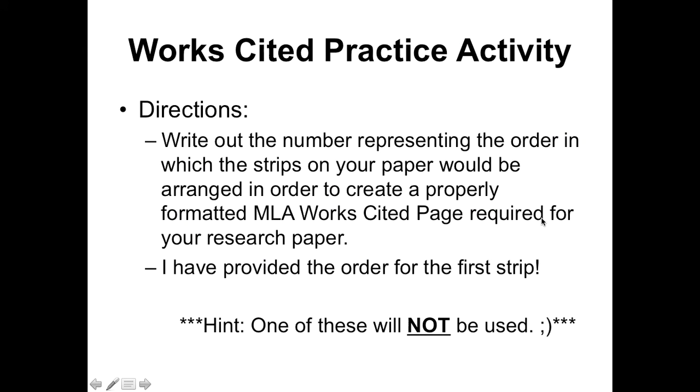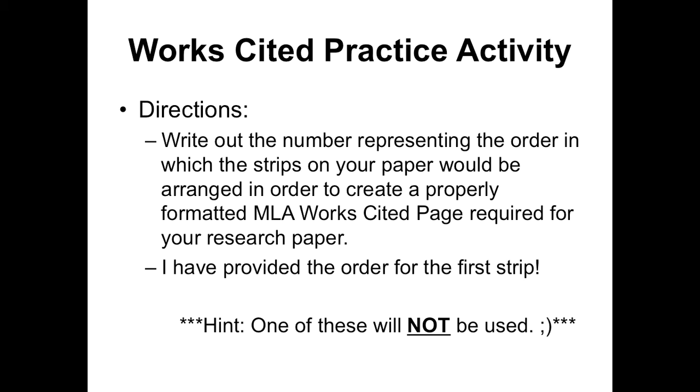For your practice activity, you have in your handout a list of a couple different strips of citations and things that would be used in a works cited page. What you should do for this activity is write out the number representing the order in which the strips on your paper would be arranged if you were creating a properly formatted works cited page required for your research paper. So, like we just talked about, you have to look at the first word of the citation and figure out how it's going to be organized.